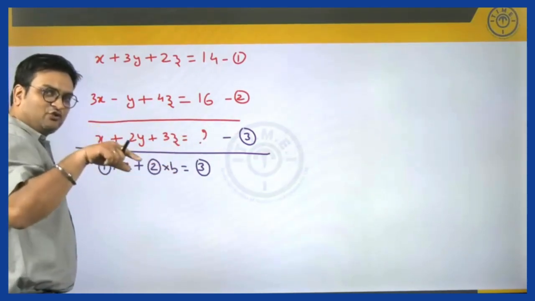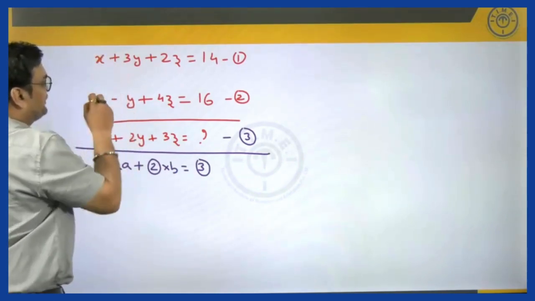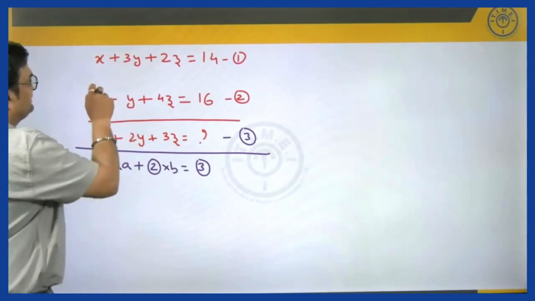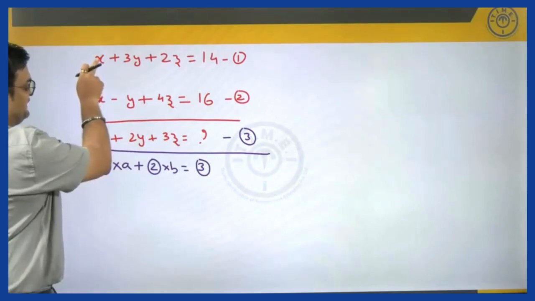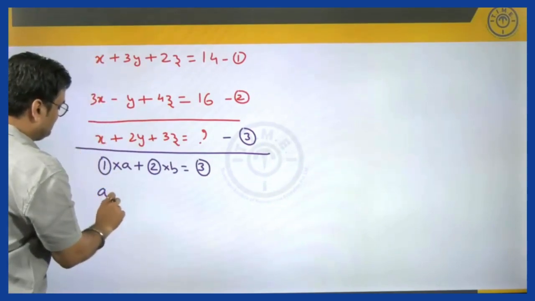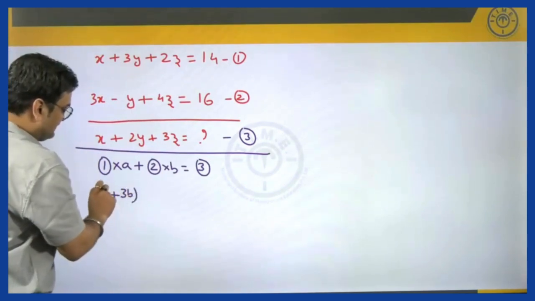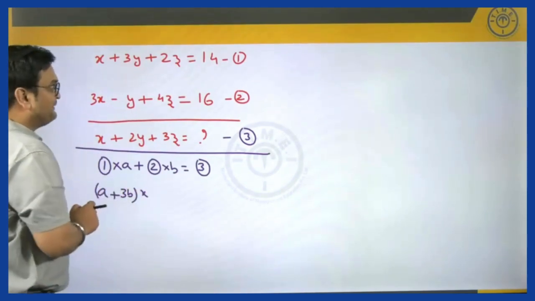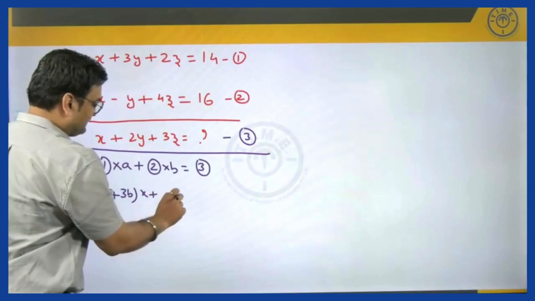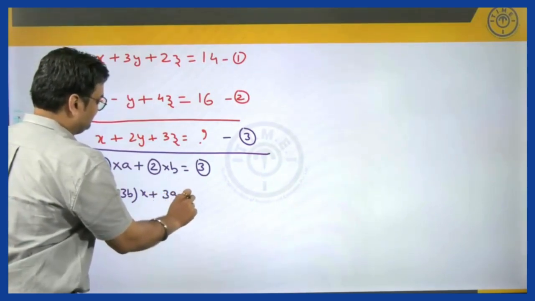If this assumption is true, what should happen? The corresponding coefficient of x will become how much? We are multiplying this by a, so it will be a. We are multiplying this by b, it will be 3b. The coefficient of x is going to be a plus 3b. Similarly for y, the coefficient is going to be 3a minus b.